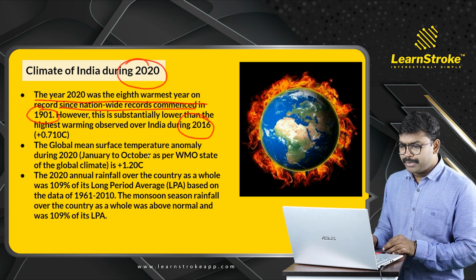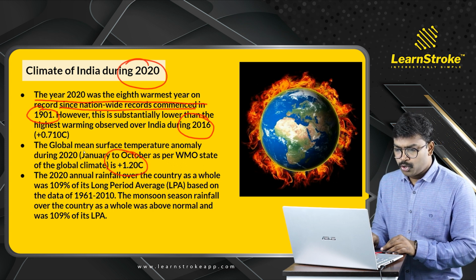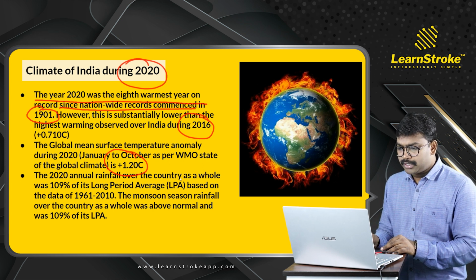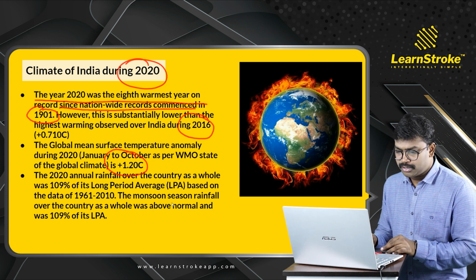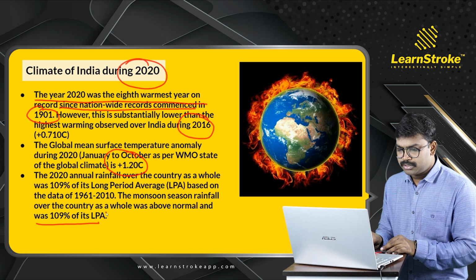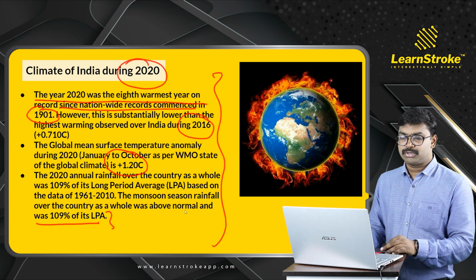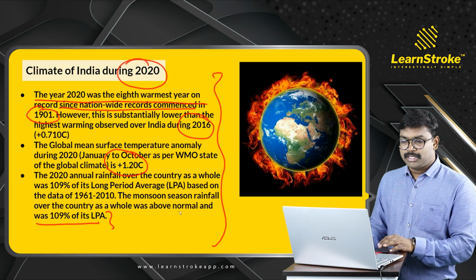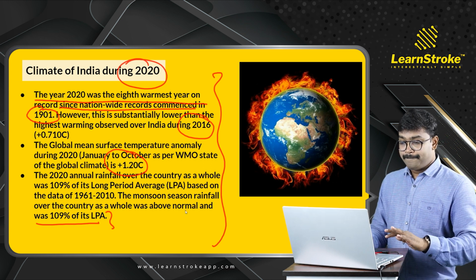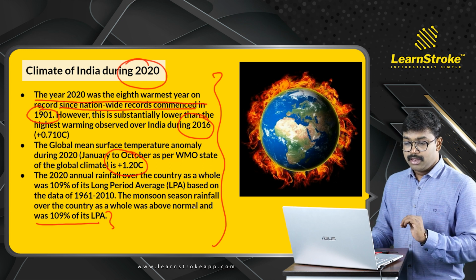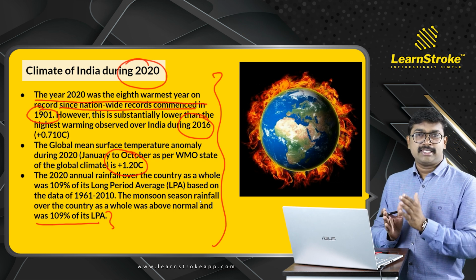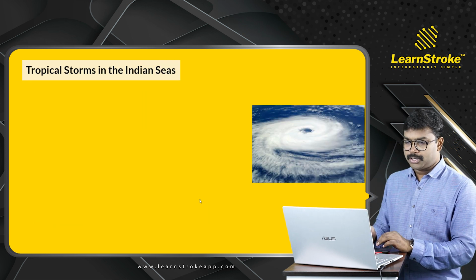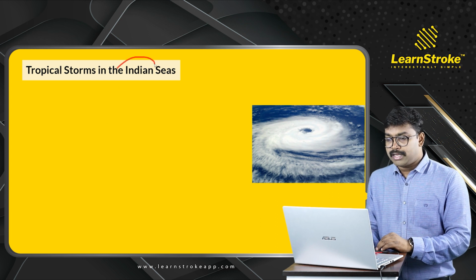The global mean surface temperature during 2020 is plus 1.2, and the 2020 annual rainfall over the country as a whole was 109% of its long period average based on data. The monsoon seasonal rain was above normal, and this was just to give you an idea about a few statements. And you get such questions: the global mean surface temperature of the world has increased by this, and the rainfall of this country has increased. So basically use this data as statements. We'll quickly move on to the next important topic: tropical storms in the Indian seas.